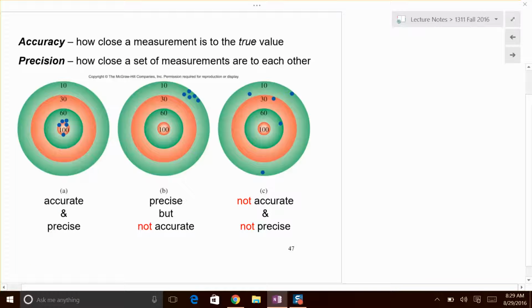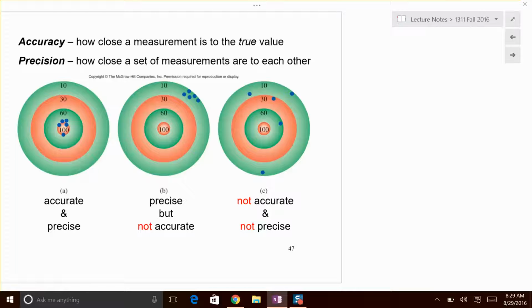Okay, so accuracy and precision. What is accuracy? Accuracy is hitting the true value. You're in the laboratory carrying out experiments, and you know what the true value should be, and you're trying to replicate that. Do you get there? That's accuracy. Are you able to replicate that true value?